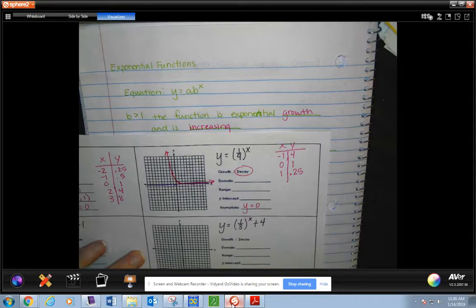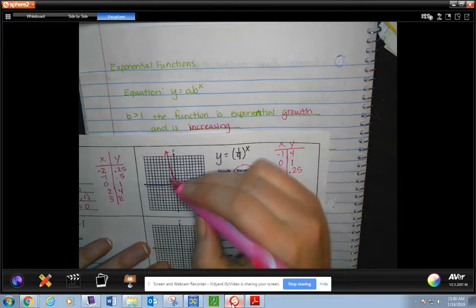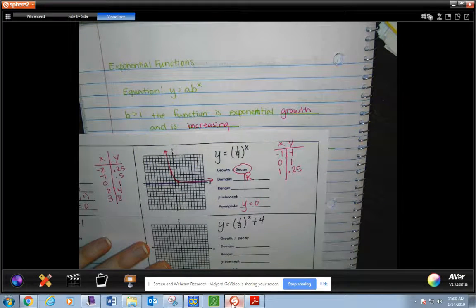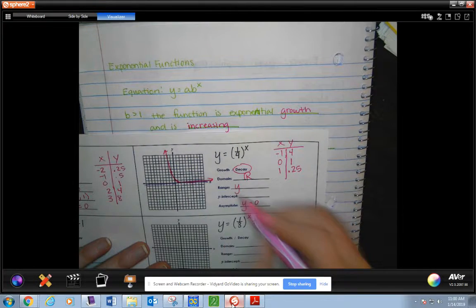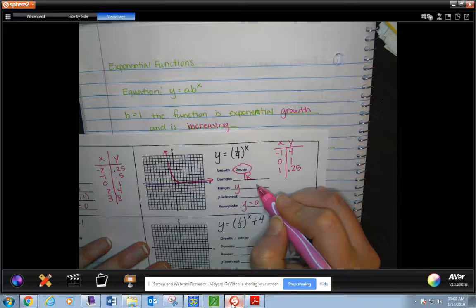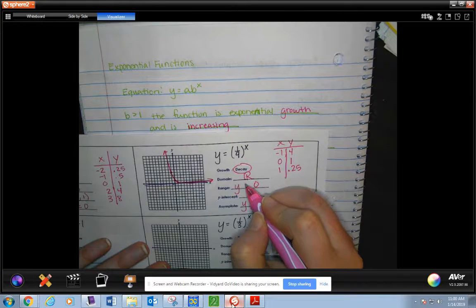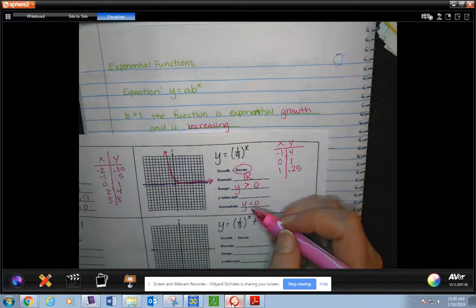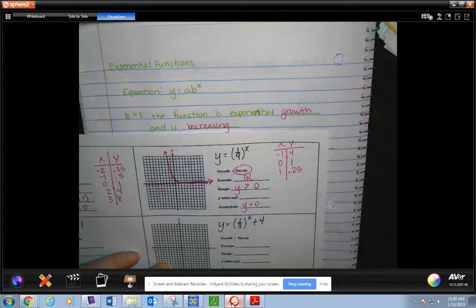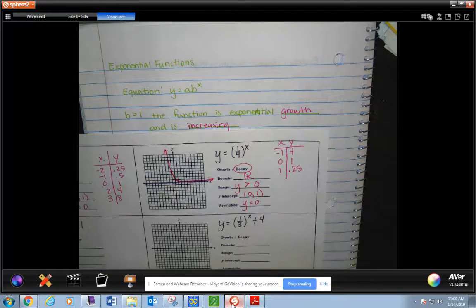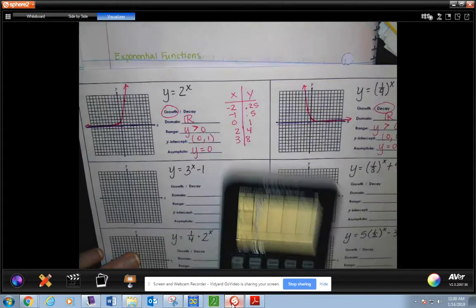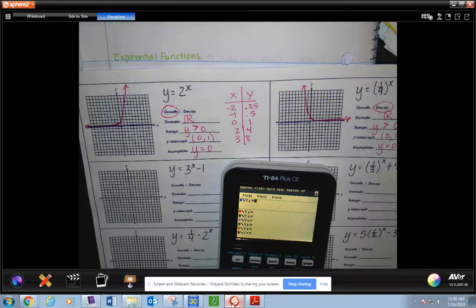Now, for your domain, the graph keeps going left forever, and keeps going right forever. So your domain is all real numbers. Your range, the graph doesn't go down forever, but it does go up forever. So you're going to take y and you're going to pull the number from your asymptote, which is 0. And it is greater than 0, but never equal to because it's not touching. Your y-intercept will be, again, 0, 1. Okay, moving to my next example. If you notice this time, they've added more in.